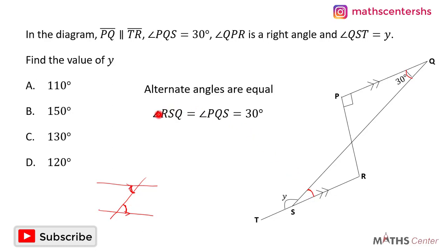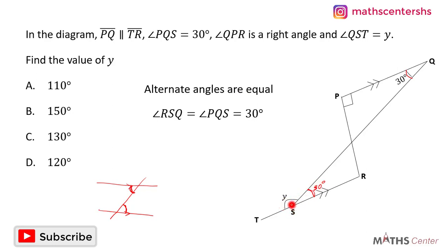So we can say that angle RSQ, which is this angle formed here, is equal to angle PQS, which is the 30 degrees angle formed here. And the reason is that they are alternate angles. So the angle we have here is 30 degrees.